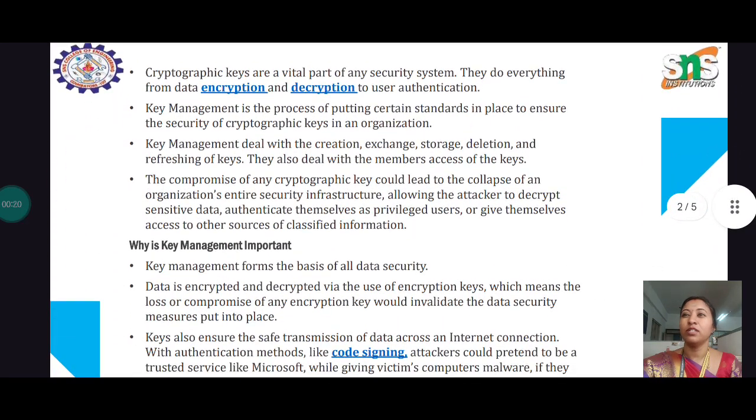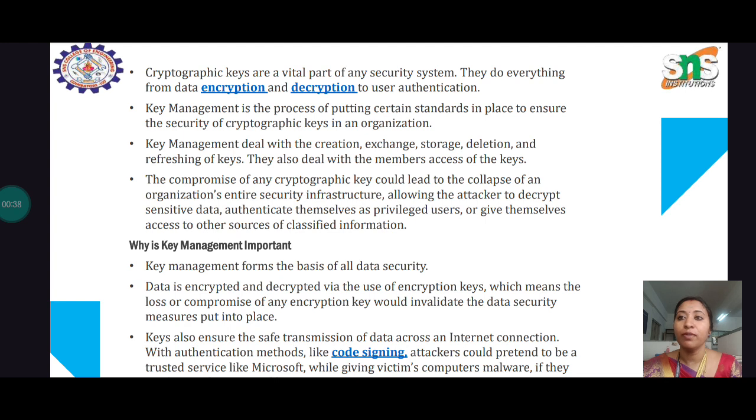So first, key management is nothing but the two keys. It is a private key and a public key. Key management is nothing but security, confidentiality, authentication. So cryptographic keys are a vital part of a security system. It is mainly focused on encryption and decryption.